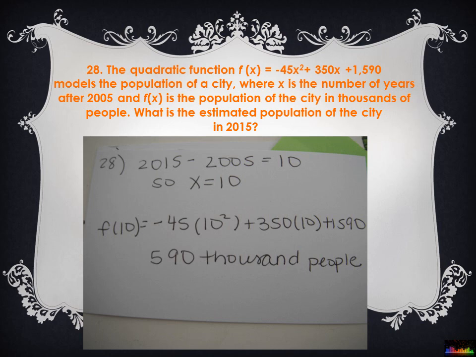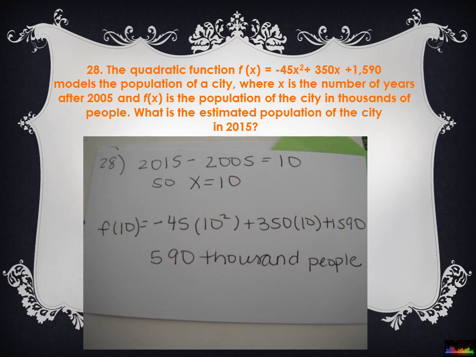We have our equation, so we need to figure out what our x represents and what our y represents. The problem tells us x is the number of years after 2005. So, how many years are between 2015 and 2005? You will subtract, and that gives you 10. So we know our x value is 10, and we want to find the population, which is our output, or our y value, when x is 10. So you will substitute 10 into this quadratic equation for x, and you get 590.